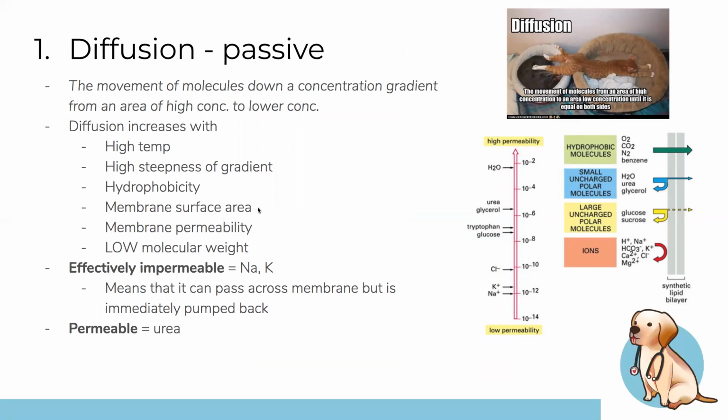Although not everything is able to cross membranes. Na and K, sodium and potassium, are effectively impermeable. This is because while they can pass through the membrane, they're pumped back out again, so it doesn't make a difference. Urea, however, is permeable.